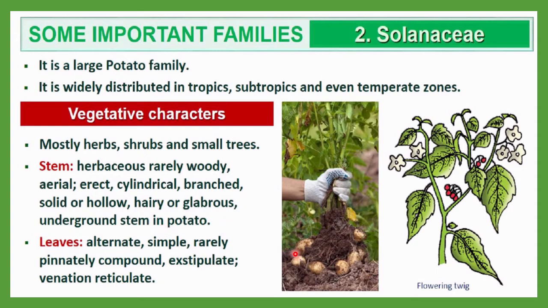Mostly the stem is aerial, right, outside the soil, but sometimes it is found to be underground, just in the case of a potato. Leaves here are alternate. You know very well what alternate type of leaves is. Simple, rarely pinnately compound, and sometimes exstipulate, meaning stipules are absent. Venation will be reticulate. So all these characters will be observed in the leaves.